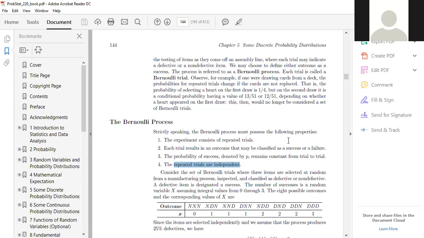Now we denote the probability of success. You know that the probability of success and failure together cannot exceed 1, so it has to be equal to 1. Suppose the success rate is 3 by 4, so naturally the failure rate is 1 minus 3 by 4, which is 1 by 4. So I repeat, the experiment consists of repeated trials, meaning each trial is independent. Each trial results in an outcome classified as success or failure, and the probability of success we denote by P. So naturally the probability of failure is Q, and P plus Q equal to 1.